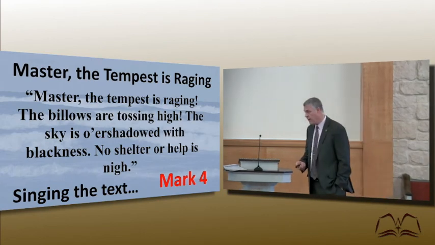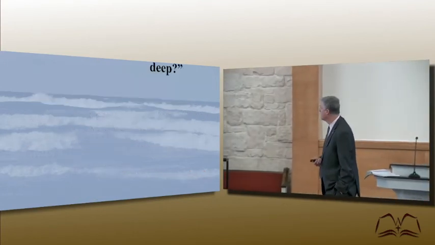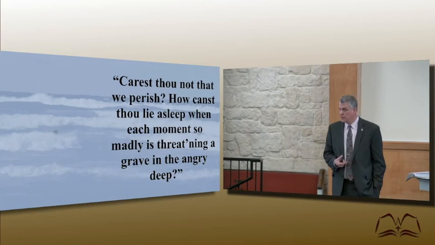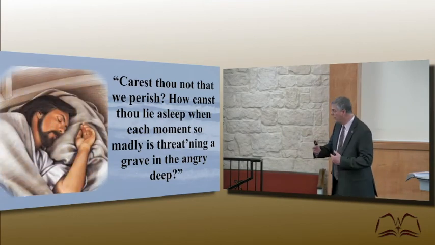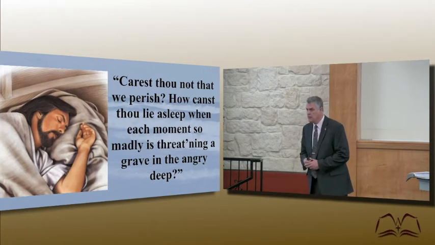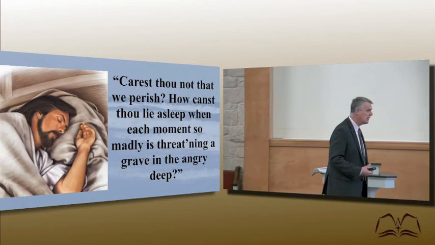And then the next phrase is actually text. "Carest thou not that we perish?" That's King James Version. To say, do you not even care what's happening to us? Don't you care that we're about to die? Carest thou not that we perish?